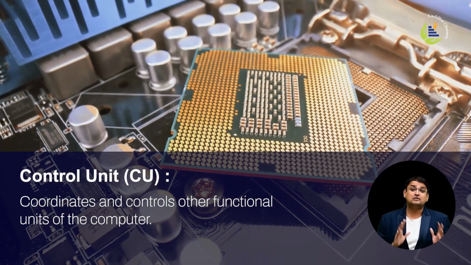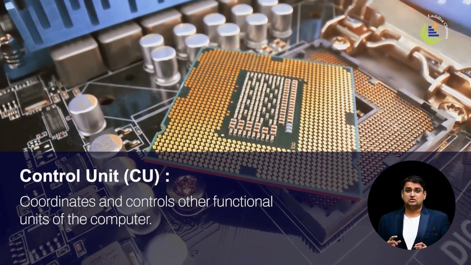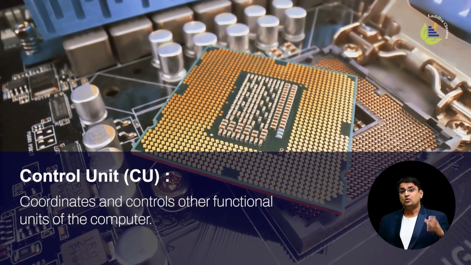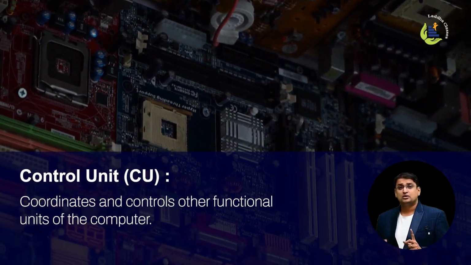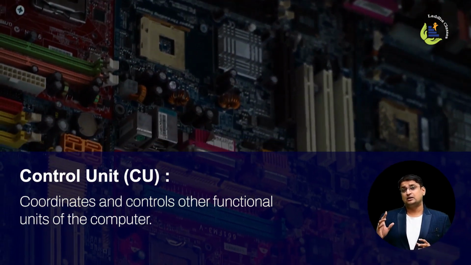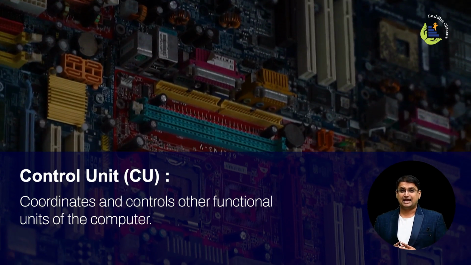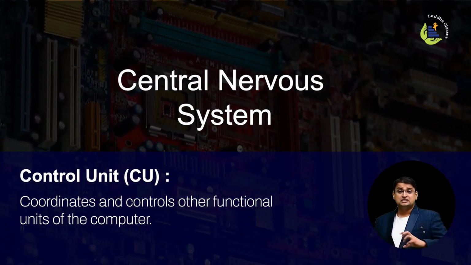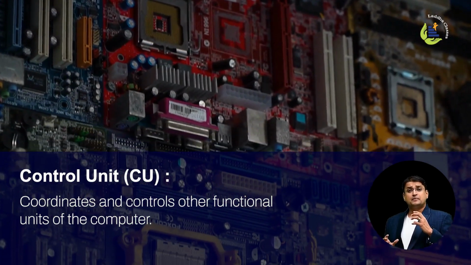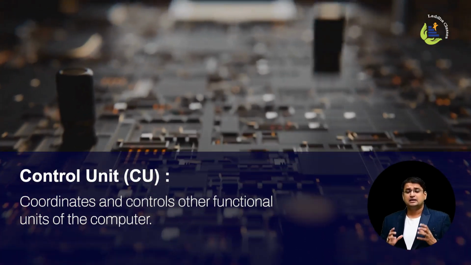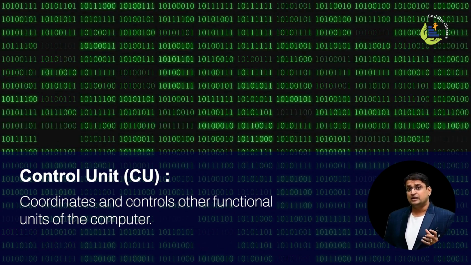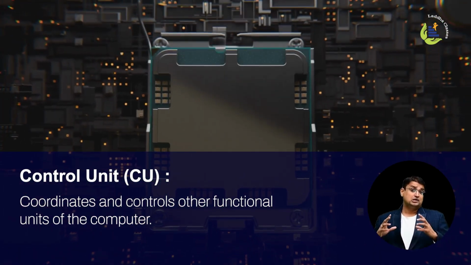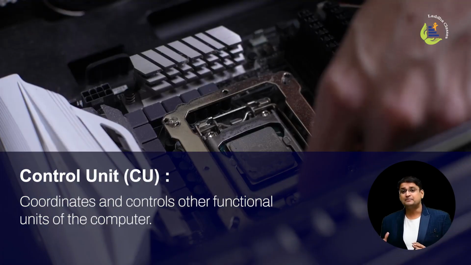Control unit. Important part of the computer's central processing unit, CPU, is the control unit. The control unit, which coordinates and controls other functional units of the computer, is sometimes known as the central nervous system of the machine. All CPU functions, including arithmetic logic unit operations and data flow inside the CPU, are under the direction of control unit.